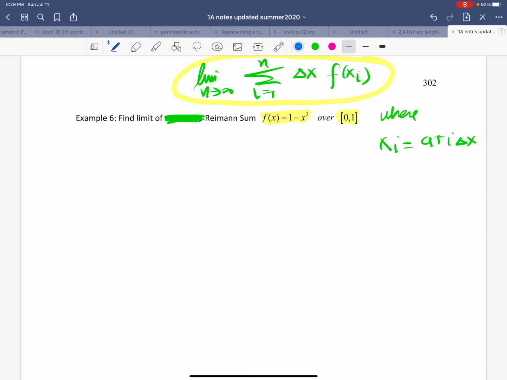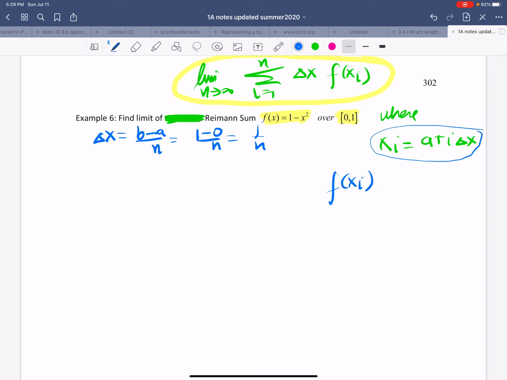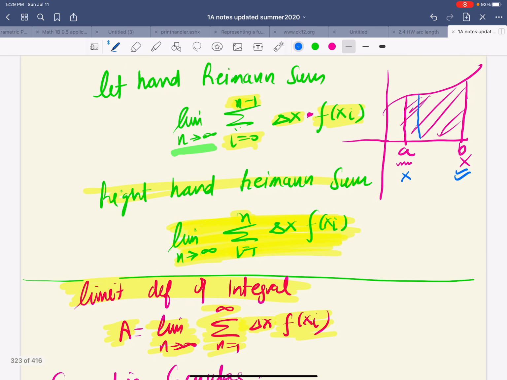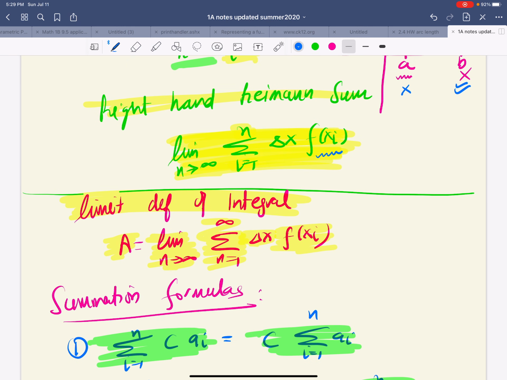So let's start with what's going to be the delta x in this case. Delta x is always b minus a over the number of rectangles you have. So it's going to be 1 minus 0 over n, which is 1 over n. Okay, so we found the delta x. Now the piece that we need to figure out is f of xi. Xi is equal to a plus i delta x. So the very first height, when we're looking for height number 1, is going to be a plus 1 increment. So that's the piece we need to understand here.